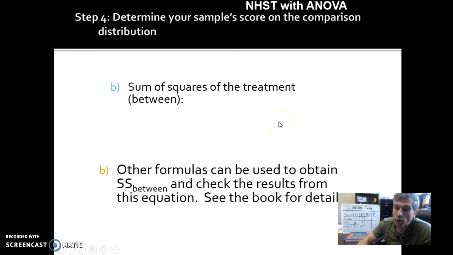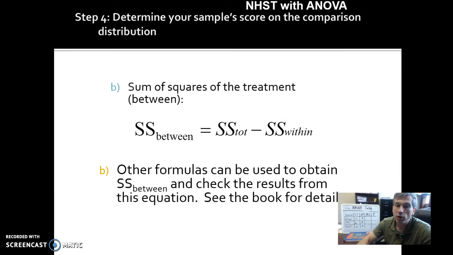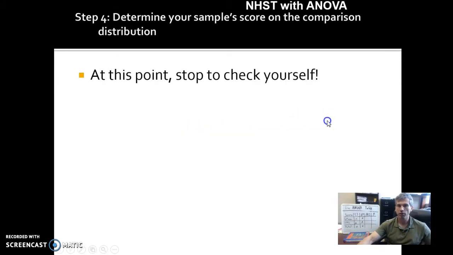Because sum of squares total is only made up of within and between sum of squares, you can figure out sum of squares between by just subtracting within from total. So fortunately, it's pretty quick at this point. Just whatever's left over when you subtract within from total. There are other formulas that you can get sum of squares between directly with. We will talk about those a little later on when they're meaningful, but see the book if you're interested.